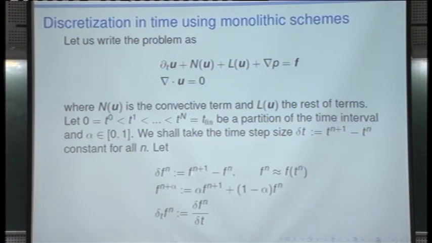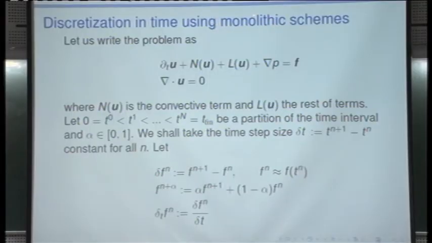Okay. As usual, we also denote f^(n+alpha), the convex combination of f^(n+1) and f^n. Convex combination means this: alpha is a parameter that varies between 0 and 1. So this is what f^(n+alpha) means. And finally, delta_t of f^n is the increment of f divided by the increment of t. So this is going to be an approximation to the time derivative. Okay, so that's notation.